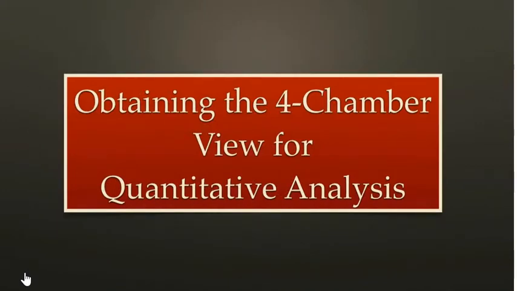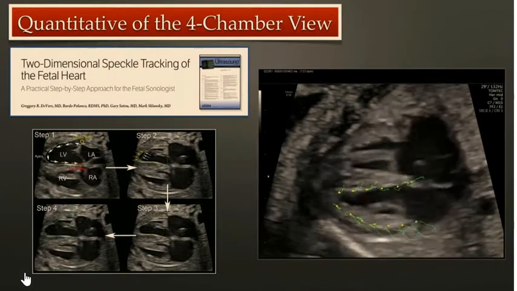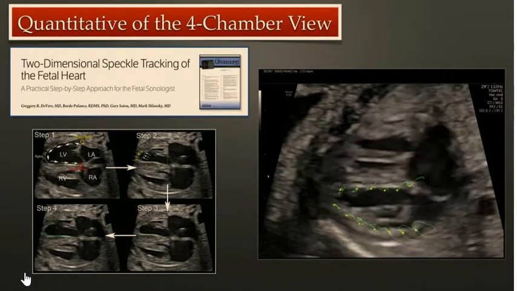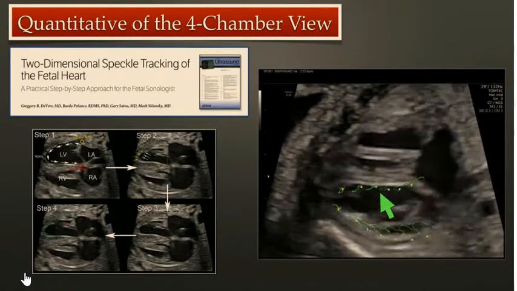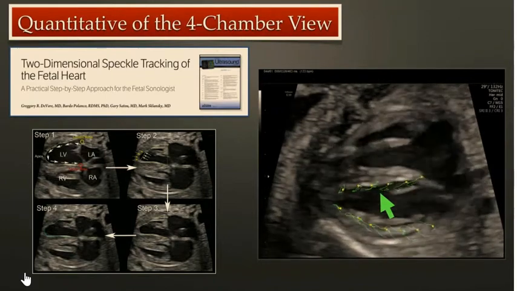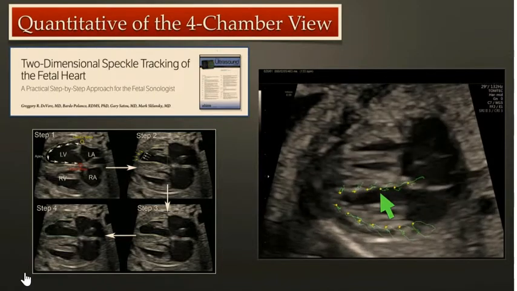Obtaining the four-chamber view for quantitative analysis. This study reviewed the use of a new technology for evaluation of the fetal heart, which is two-dimensional speckle tracking. Using this approach, movement of the endocardium of the right and left ventricles is measured and a number of computations derived, which evaluate the size, shape, and contractility of the ventricular chambers.